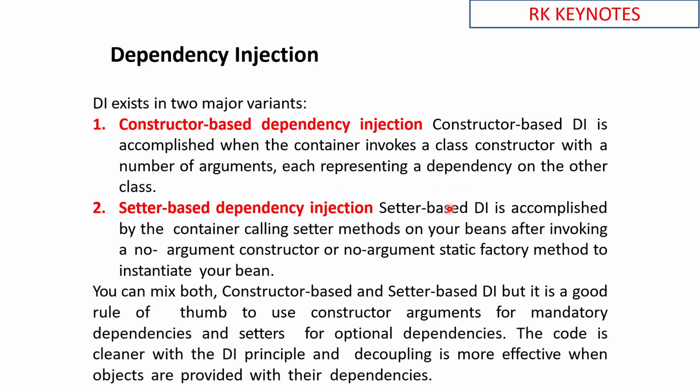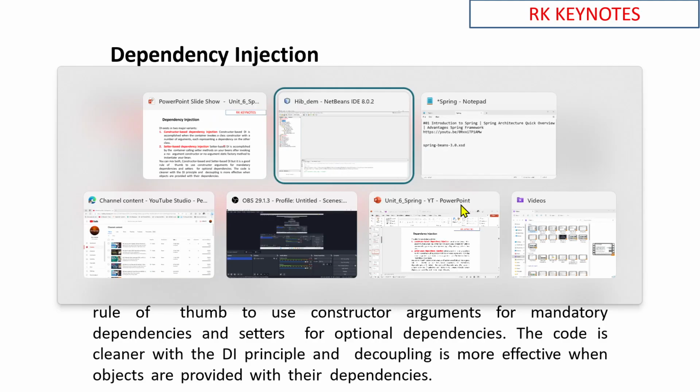Now dependency injection can be done in two ways. One is constructor based dependency, and the second one is setter, where getter setter methods will be used. Okay, so now let's quickly dive into the demo so that we can understand this better.